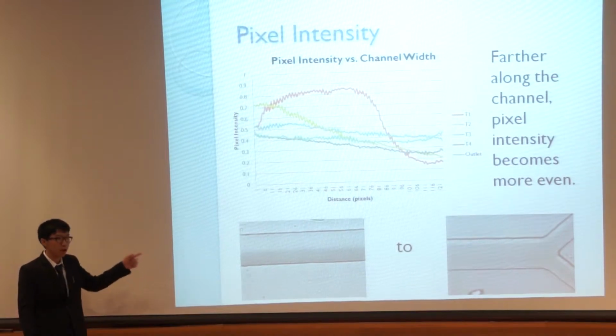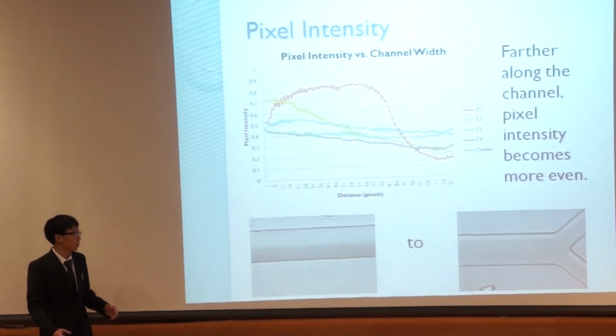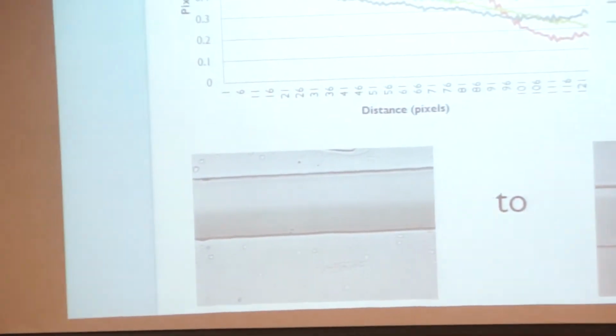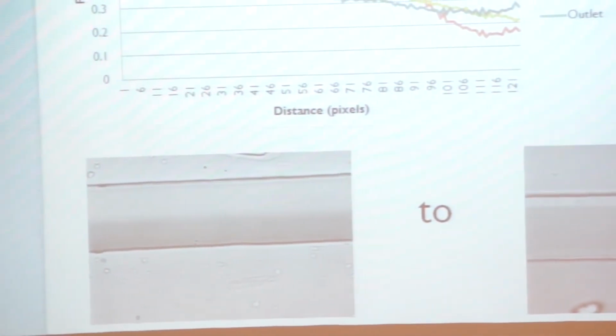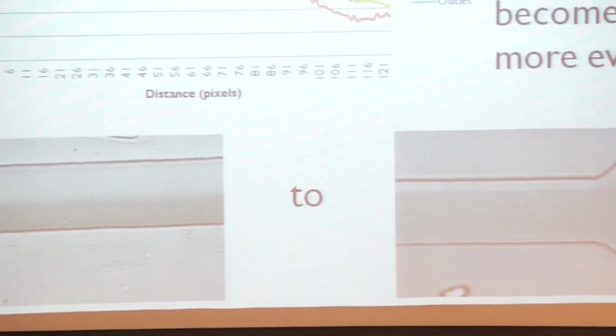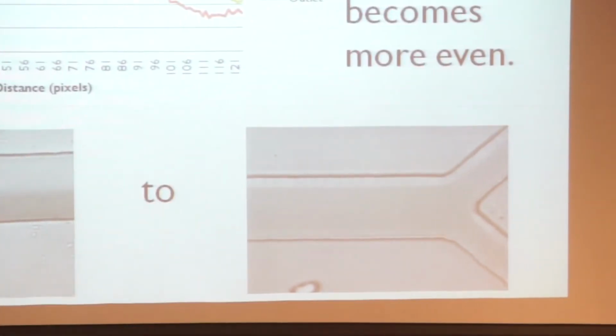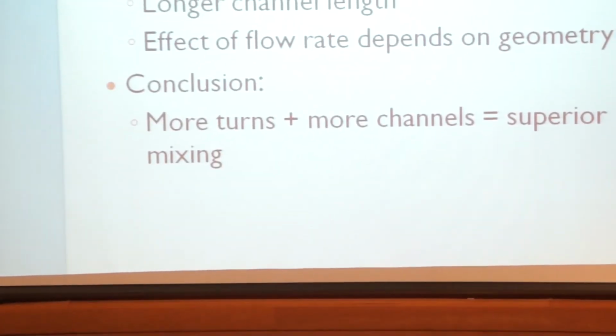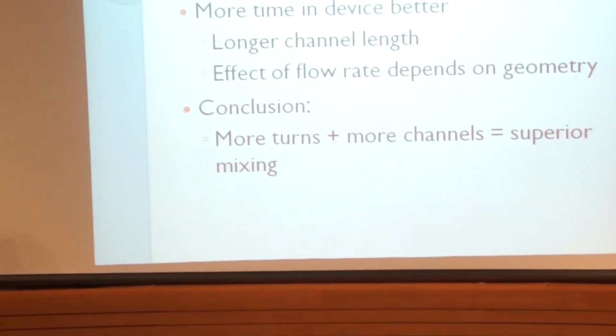You can see there are 2 distinct colors, which represent the 2 different fluids. If you look at the second image on the right, you can see that it is completely one color, meaning that it is completely diffused. And just using these pixel intensity graphs, we can determine the progress of diffusion over the channel length. Through this, we can do some geometry analysis of the features.